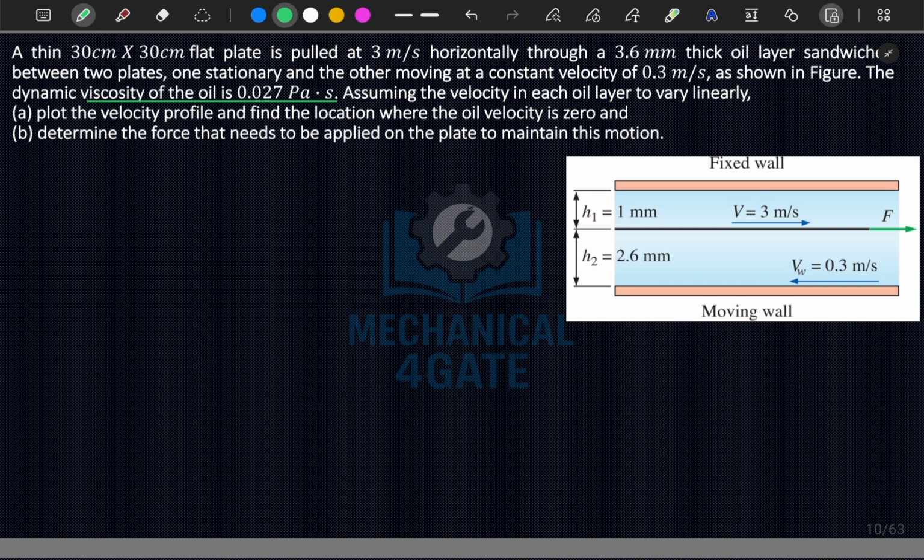If we look at the upper section, since it is a fixed wall, the velocity here would be 0, and this plate has the velocity of 3 meters per second in this direction, so it should be something like this. Okay, and this velocity is your V here.